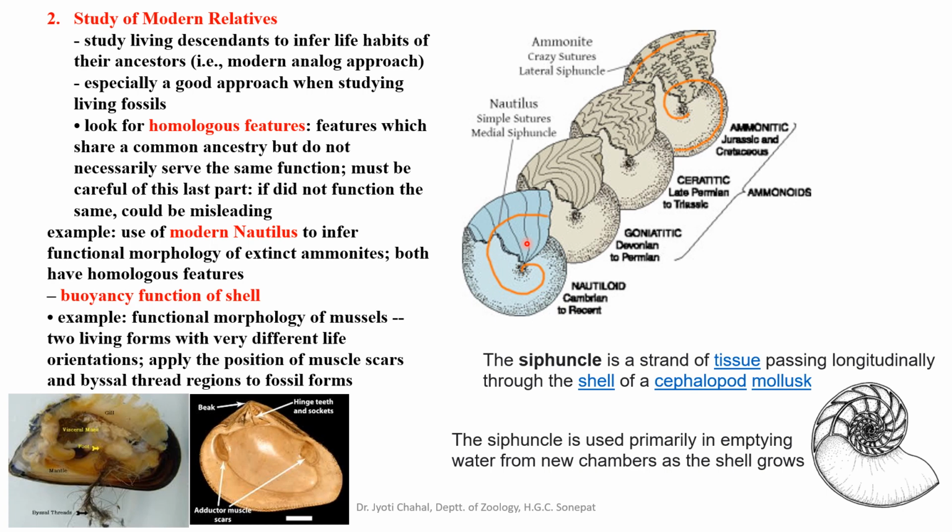They have evolved from a common ancestor. So these are homologous structures and they clearly depict their function. They will help in knowing the functional morphology in their ancestor by studying the living fossil which is present nowadays. What is the function of the siphuncle? It is used primarily in emptying the water from the new chambers that the shell grows.